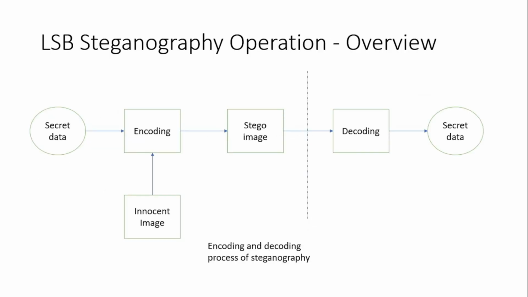There is a secret data and there is an innocent image. We pass the innocent image and the secret data as command line arguments with the -e option, and we produce the stego image, which is the encoded image. While decoding, we pass the stego image, and after decoding, we get the secret data. That's the overall overview of the project.